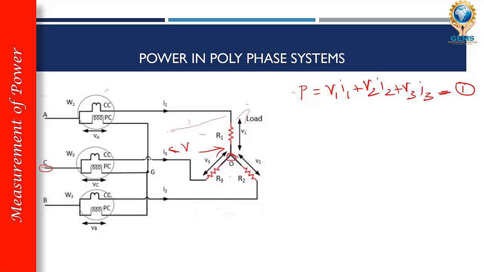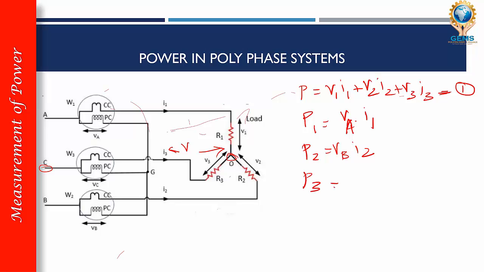Now we will see what the total power from the wattmeters is. V1 is nothing but V plus V1 dash. So P1 is nothing but VA into I1. VA is the voltage across wattmeter W1 and I1 is the current flowing through W1, and similarly P2 is nothing but VB into I2, the voltage across wattmeter 2 and the current flowing through wattmeter 2.